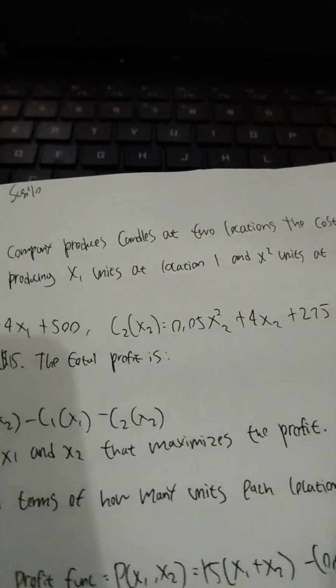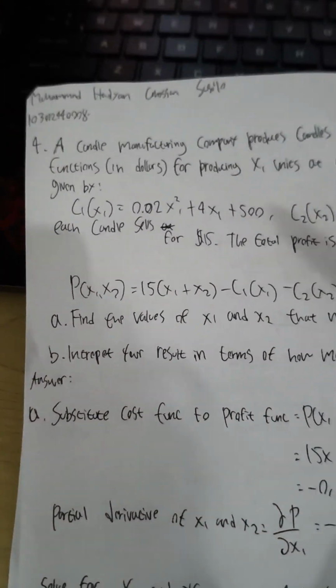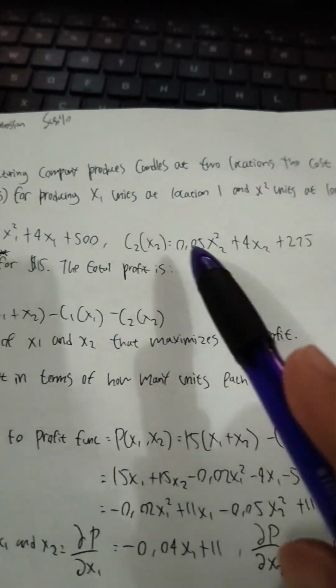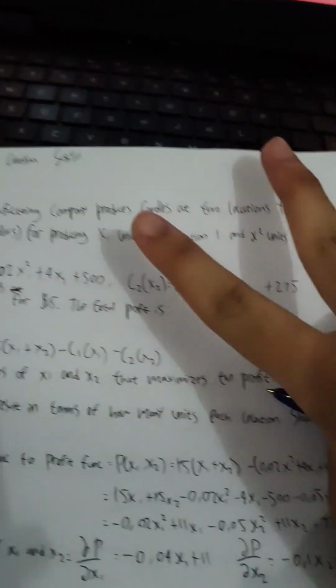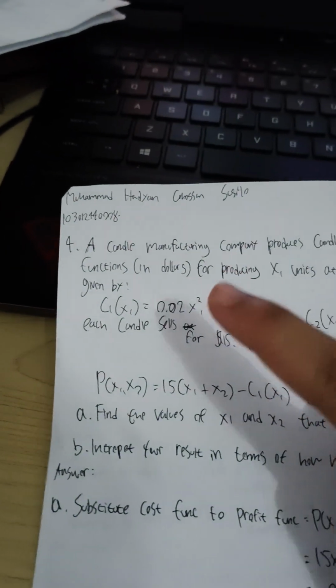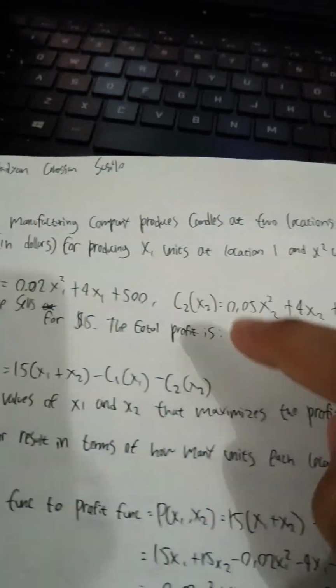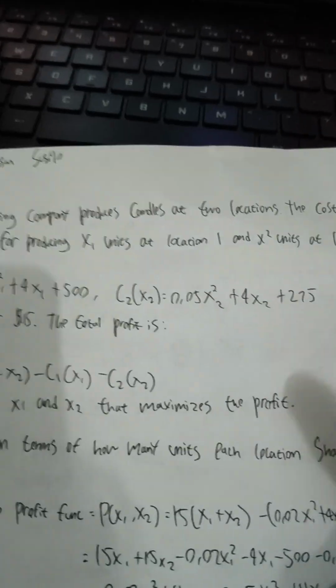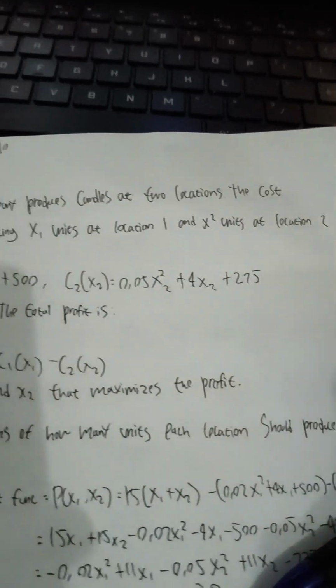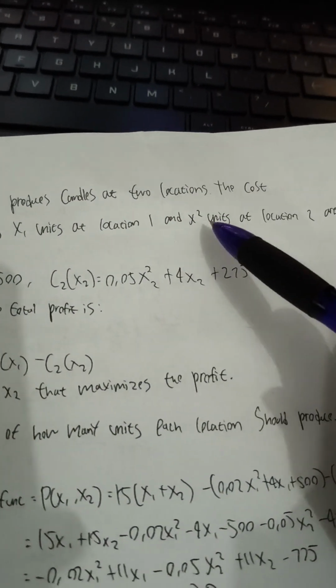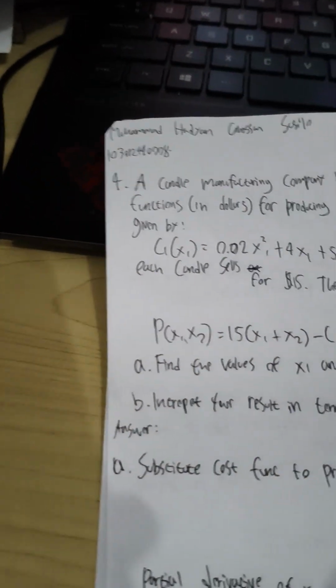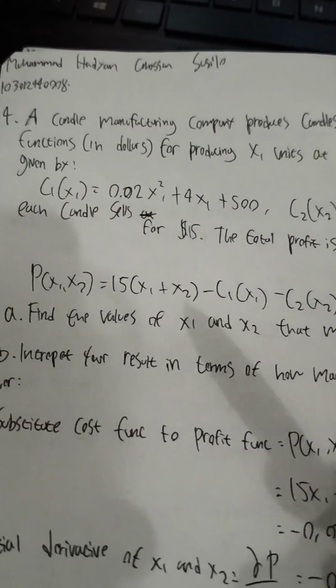Okay, cool. And then finally we have the last question. A little bit harder than number 3, but we ball. Alright, so a candle manufacturing company produces candles at 2 locations. The cost functions in dollars for producing x1 units at location 1 and x2 units at location 2 are given by this.